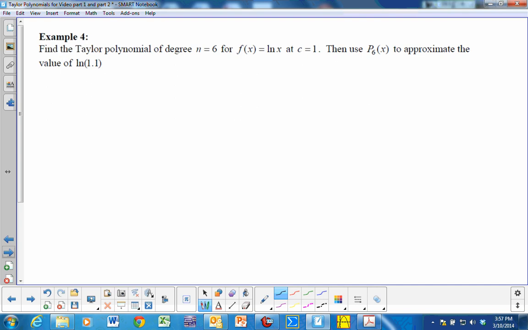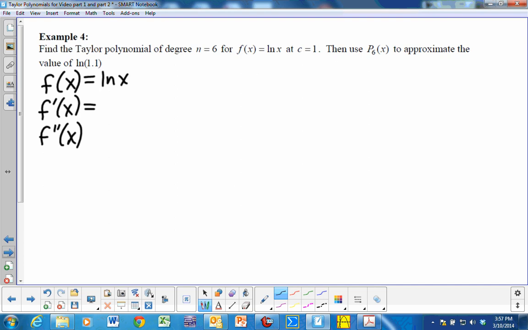Okay, so here we want to find the Taylor polynomial again, degree 6. So that means we need to find f, f prime, f double prime, etc., down to the 6th derivative. So our first function is ln of x.